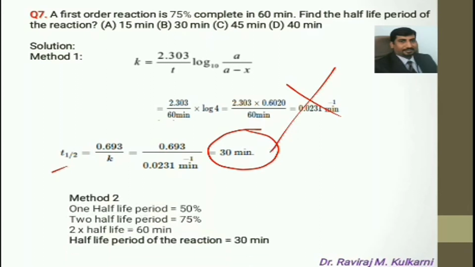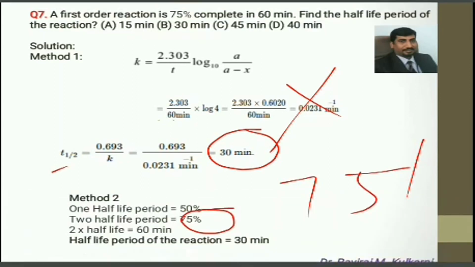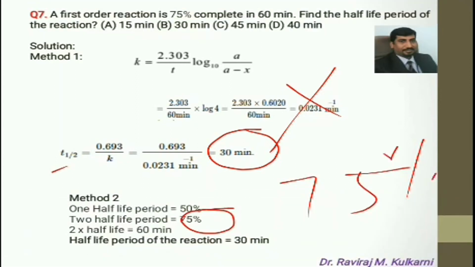So I don't recommend this method. What do you do? Just apply logic. One half-life period means 50%. Second half-life, 50% of 50%, that's 25%. Total 2 half-lives means 75%. 2 half-lives means 60 minutes, so 1 half-life means 30 minutes. Just within 30 seconds you can solve this. Apply logic, there is nothing else. If you solve by the other method, you won't be able to solve this, since you have only 1 minute. So this is the tip.